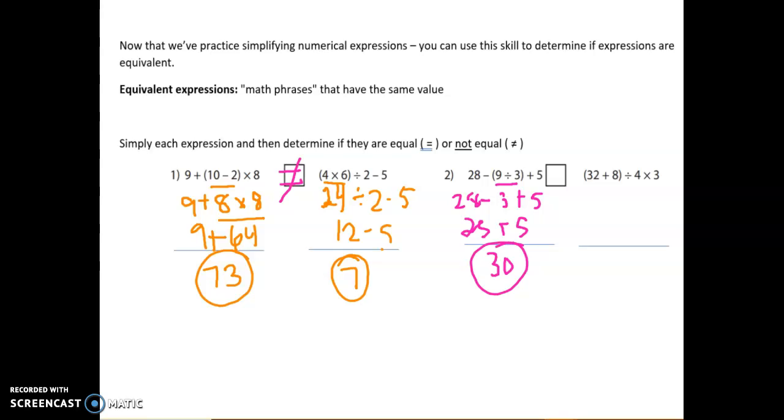Looking at on the right, we have our parentheses here first. So 32 plus 8 is going to give us 40. Then we have division of 4 times 3. Same kind of idea here, guys. We've got division and multiplication, which we know order of operations, the same level. And so we just move left to right. So 40 divided by 4 is 10. 10 times 3 is 30. So in the second example, when I simplify both sides, I get the same answer of 30. So for the second one, my symbol to compare would simply be the equal sign.